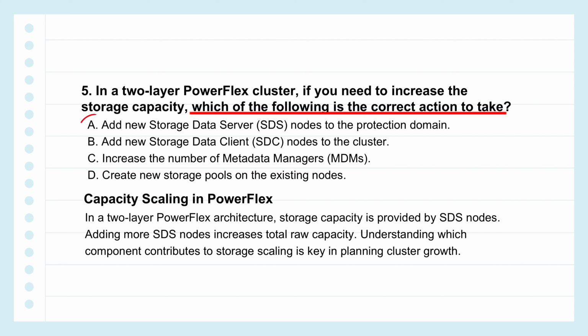Gotcha. Adding more SDCs, which are just for client access, or metadata managers, which handle system info, that won't give you more space for data. Okay. You absolutely need more SDS nodes to scale up actual storage capacity. It's fundamental scale out. Add more storage workhorses. That makes perfect sense. So, want more room, go straight to the SDS nodes. Don't mess with the other layers for pure capacity.